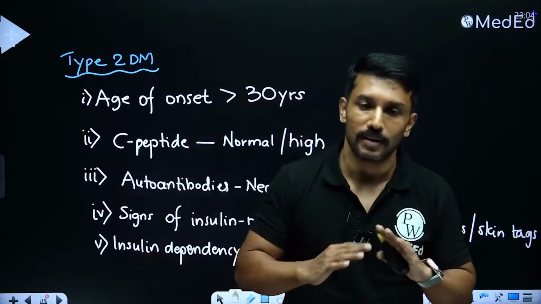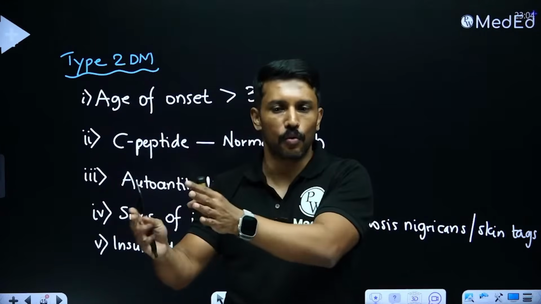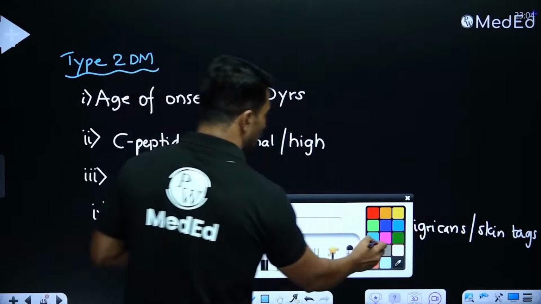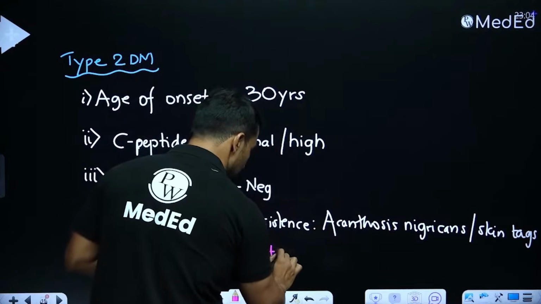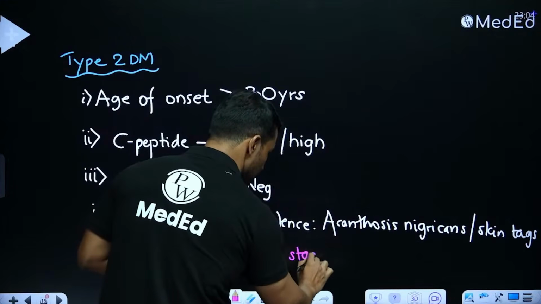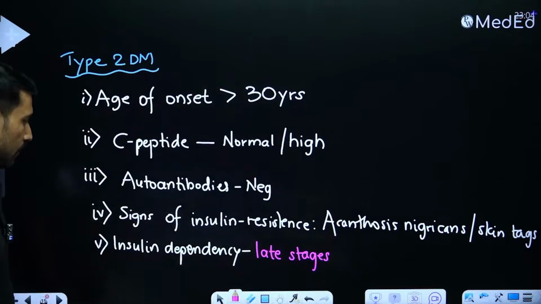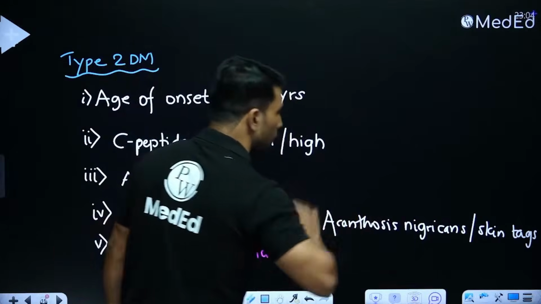In type 1, there was absolute insulin deficiency. So at least to make the tissues utilize the glucose, I have to give them insulin. So here, insulin dependency is not absolute, right? It comes at late stages. Insulin dependency comes at late stages, not in the beginning, right? Not in the beginning. Then what about being prone to ketosis?